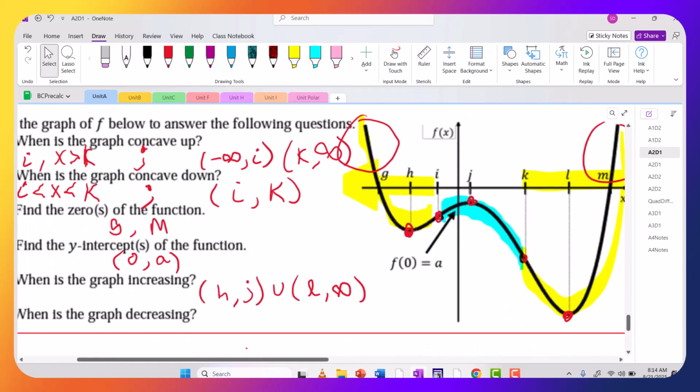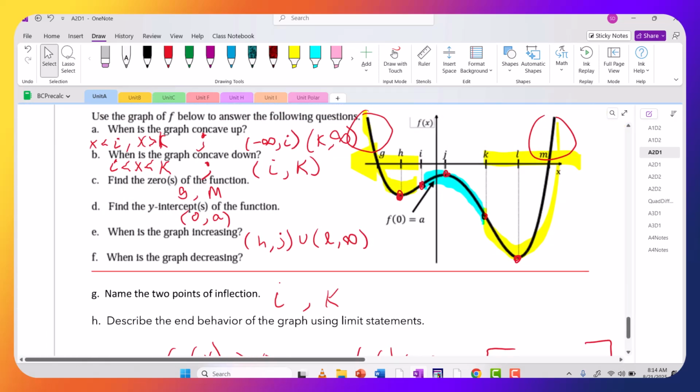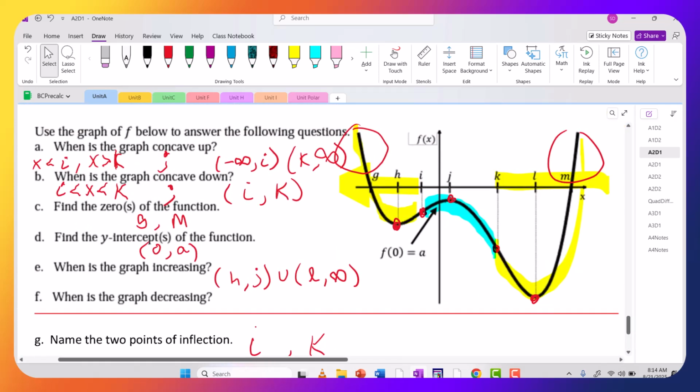Best way to do that is to actually look at this question right here. I'm going to leave my highlighting. The highlighting that I have here is showing concavity. These are the different bowls in each part of the graph. So let's jump to this. Let's go to G first, and then we can break this down.